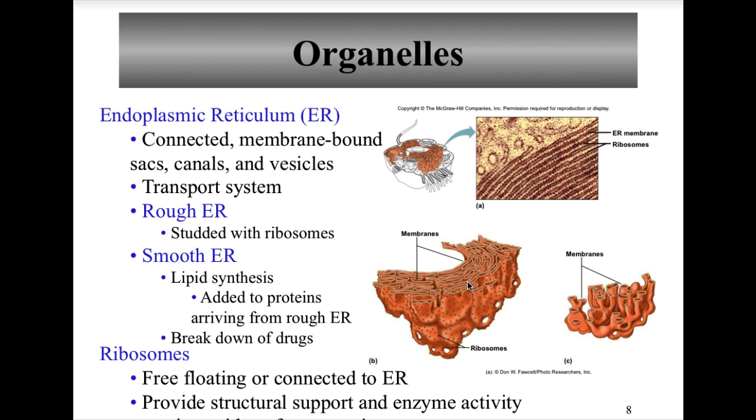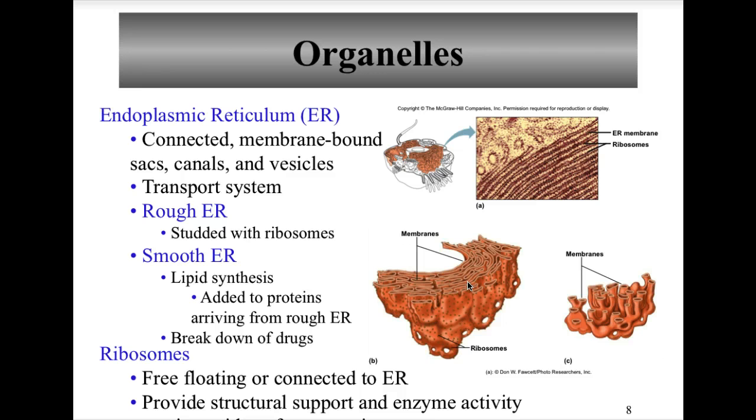So the endoplasmic reticulum, again, is that connected membrane-bound sacs, canals, and vesicles. And basically, it's those interconnected parallel membranes, or mazes, that are continuous with the nuclear membrane. So it extends right off of the nucleus there. Vesicles are going to be transport sacs, and they are going to be made by both the endoplasmic reticulum and the Golgi apparatus, and we'll talk about that a little later.